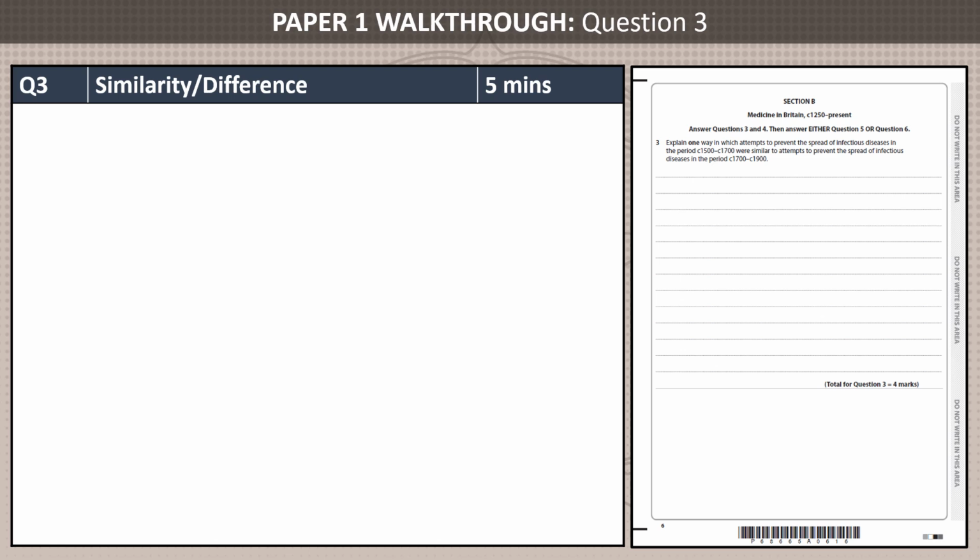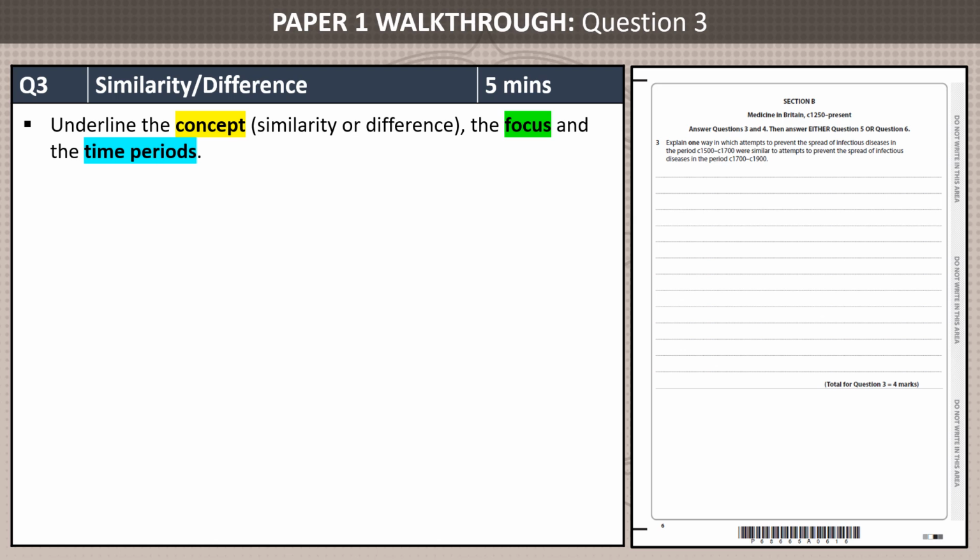The first thing we need to do is to read the question carefully, and we underline the concept, either similarity or difference, the focus, that means the topic, and the two time periods we're being asked to compare. Now in this case, the concept is similarity. The focus of the question is preventing the spread of infectious disease. Our first time period is 1500 to 1700, so the Renaissance, and our second time period is 1700 to 1900.